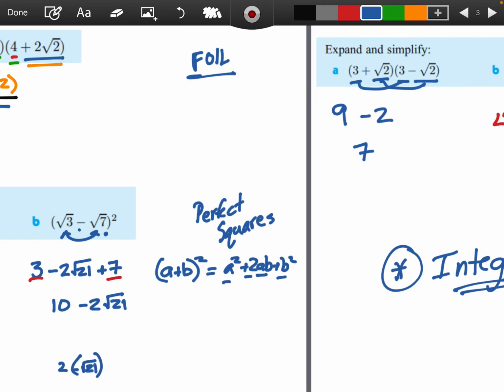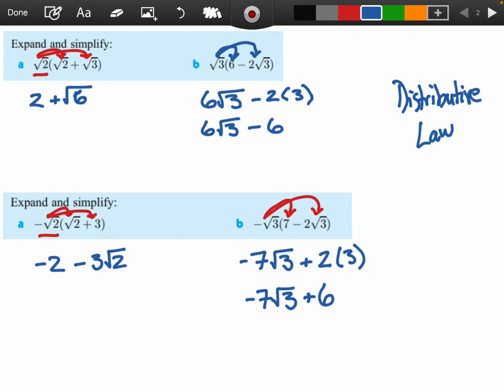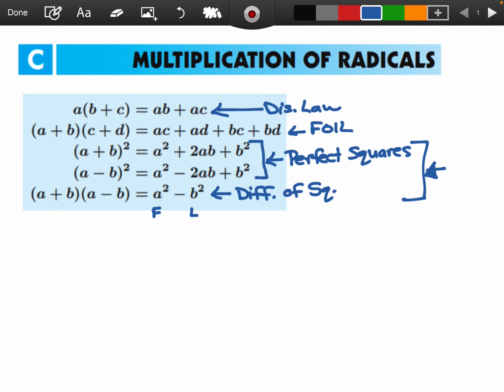Okay, so those are all of the methods that we're going to talk about for multiplication of radicals. So again, these last ones, if you prefer to just FOIL them, FOIL them. If you want to adopt the shortcuts, I encourage you to adopt the shortcuts, especially the difference of squares one. That one will be really handy come next unit.